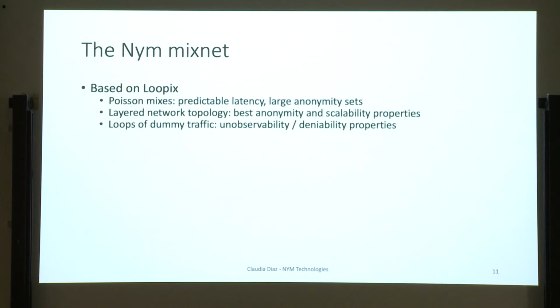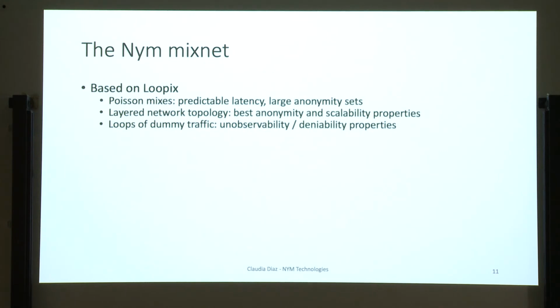Okay, so the mixnet we're working on, and I'm closing very quickly, is based on Loopix. There is a paper that you can check. It uses Poisson mixes, so these mixes that have exponential delays because they have a predictable latency and they produce very large anonymity sets, so we like them because of that. We're using a layered network topology because it's the best topology according to studies that we did already 10 years ago.